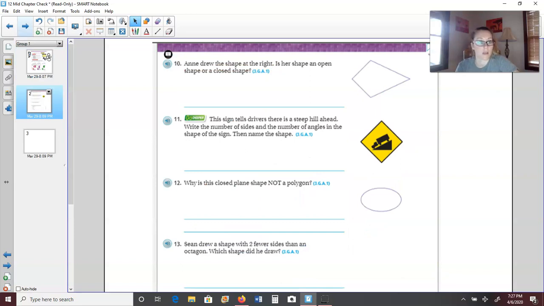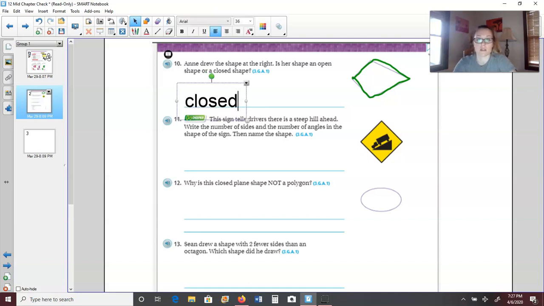This is the exciting part because it's the last page. All right, number 10, Anne drew the shape at the right. Is her shape an open shape or a closed shape? Well, unless your eyes are closed, I'm pretty sure you can tell me what kind of shape this is, open or closed. Let's see, I'm going to start and trace the line segments. If it's closed, I should start and stop at the same point. So, my friends, if your eyes were open, you would see that this is a closed shape. No tricks about it. Good job, Anne.